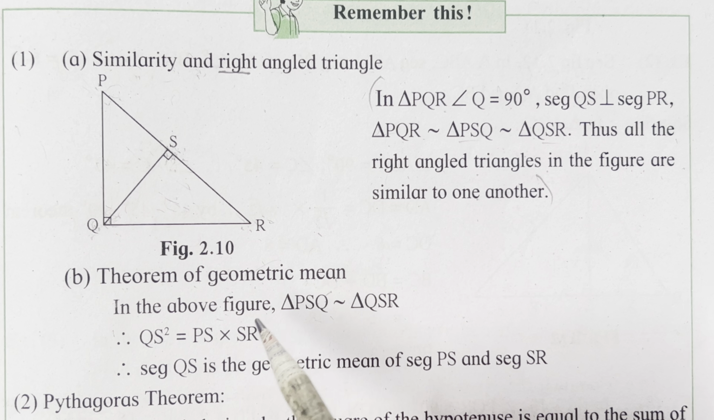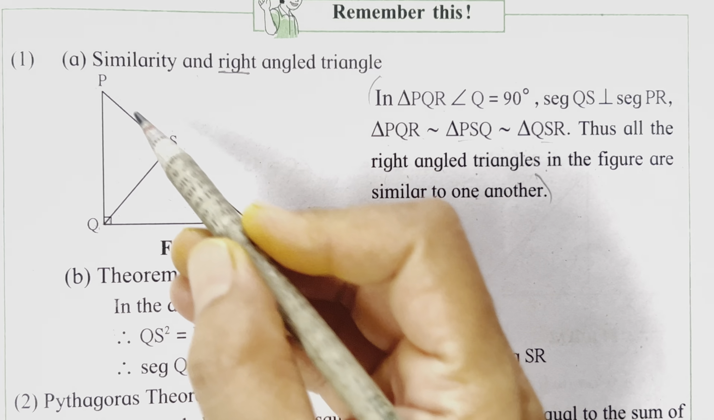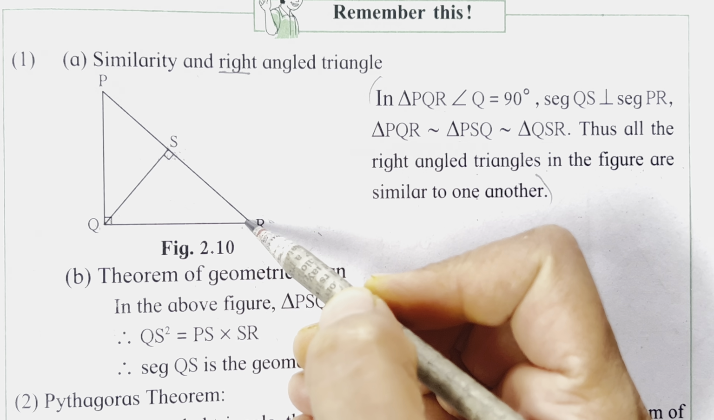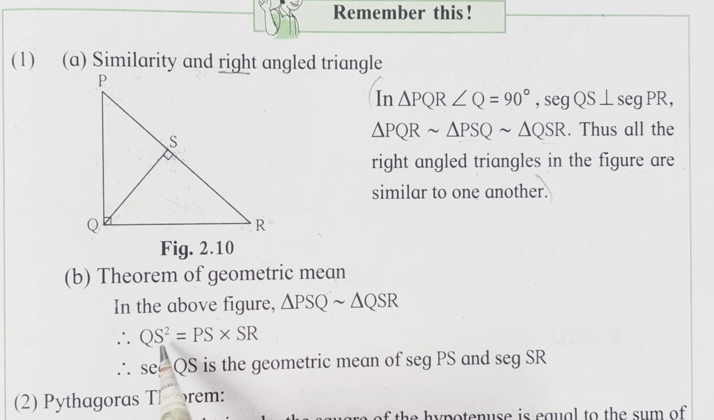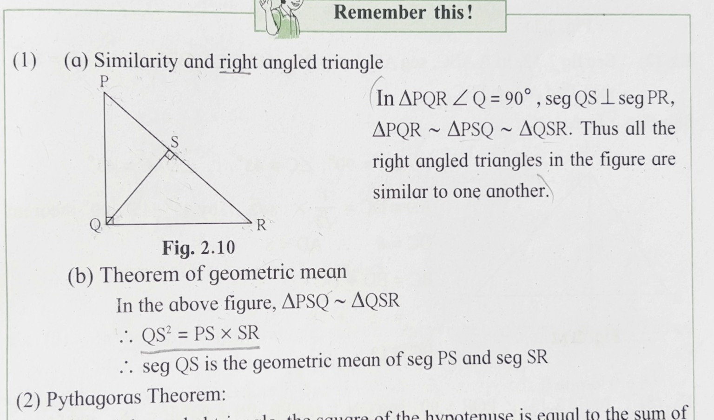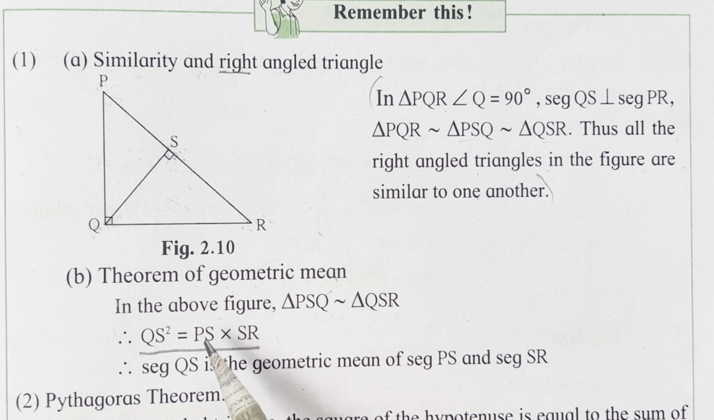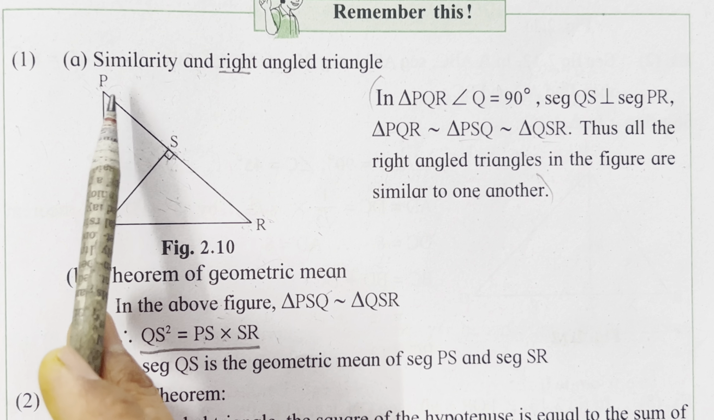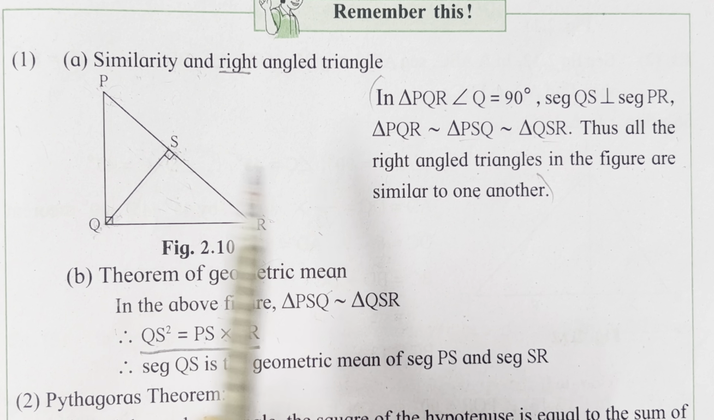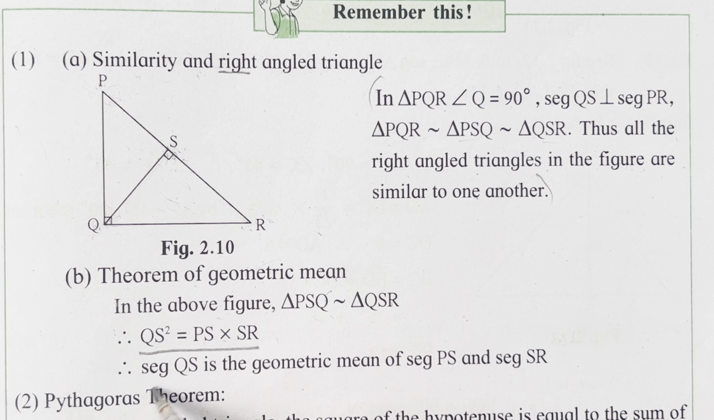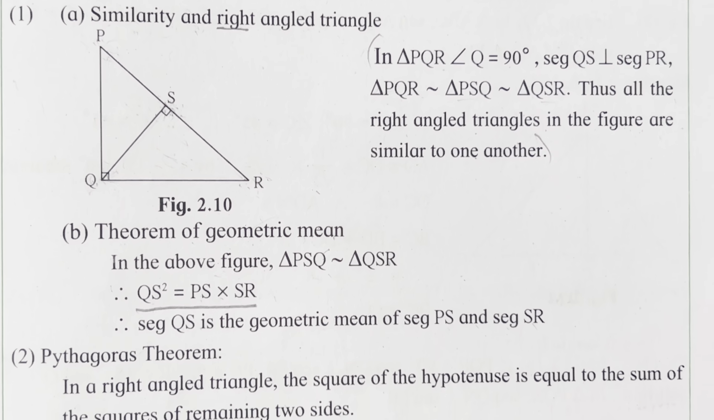So a geometric mean means that perpendicular and a hypotenuse where it has been divided, you all have to write it in this form, that is QS is your perpendicular and PS and SR are the segments that the perpendicular is drawn upon. So segment QS is the geometric mean of PS and SR. Got it? So geometric mean formula is also very important.